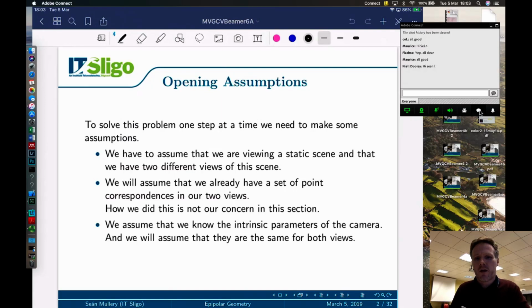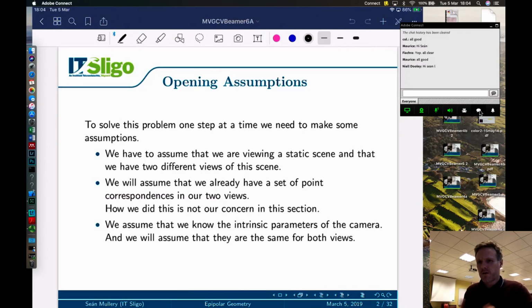So we assume that we know the intrinsic parameters of the camera. In other words, we know the focal length, and we know things about the width and height of the pixels and so on, or the scaling of them. And we'll assume that they are the same for both views, which is a reasonable assumption in many cases, because particularly for an autonomous vehicle, we would normally have the same camera in both places, whether it's a stereo setup or one front-facing camera. Then as we move from one place to the other, our 2 views come from the same camera. So that's also a reasonable assumption.